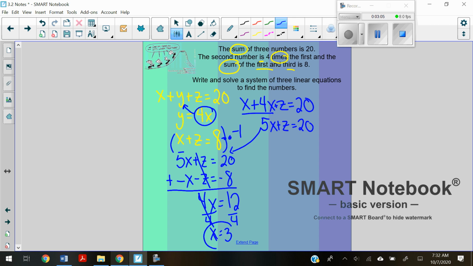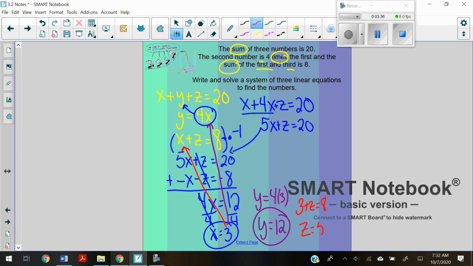All right, so now I can just plug it back in to find my missing values. So I'm going to plug 3 in here to find y. y equals 4 times 3. So y equals 12. And I'm going to plug this 3 in here. So I get 3 plus z equals 8. So subtract 3 from both sides, and z equals 5.